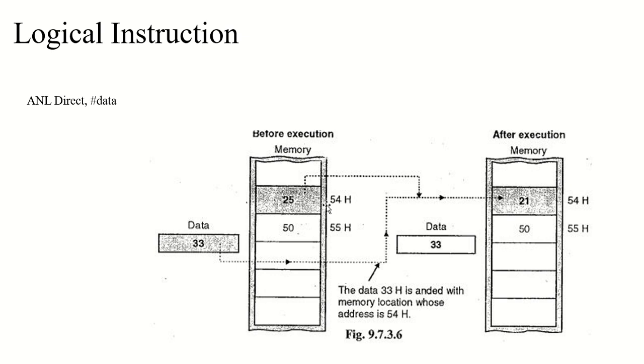So what will we do? We will AND both of them, right? We will perform the AND operation, and when you do it, you will get an output of, sorry, 21h, not 33h. So you are taking the AND operation between this 33h and 25h, and it will get stored in memory location 54h.